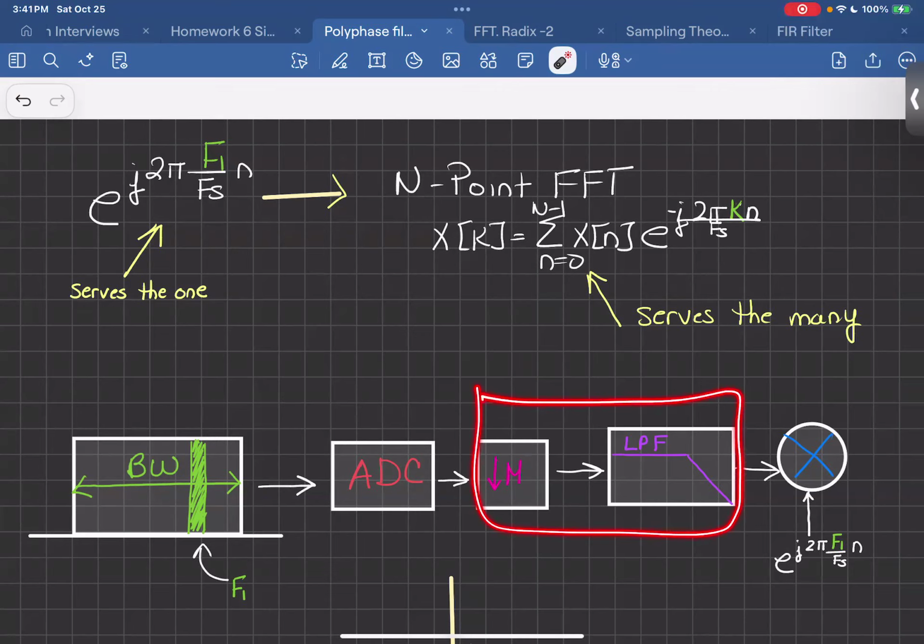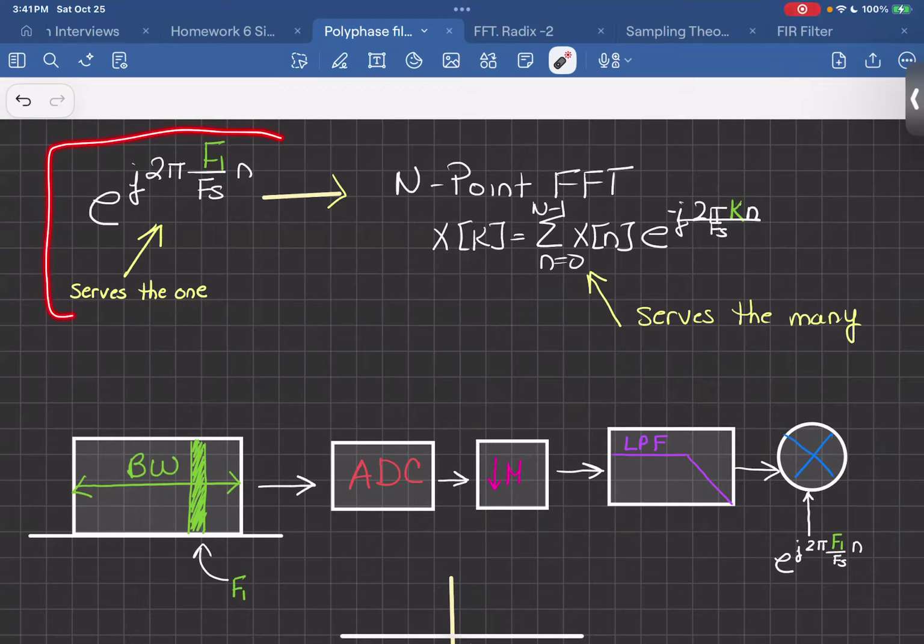All right. So what have I done? What am I about to do? Like right here, this e to the j2 pi f1 over fs, okay? This serves the one frequency.